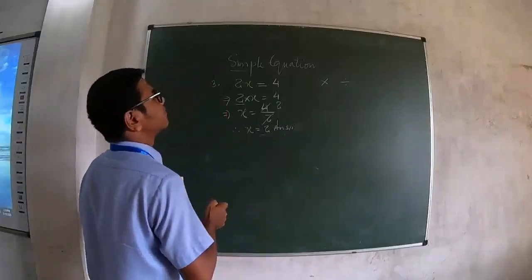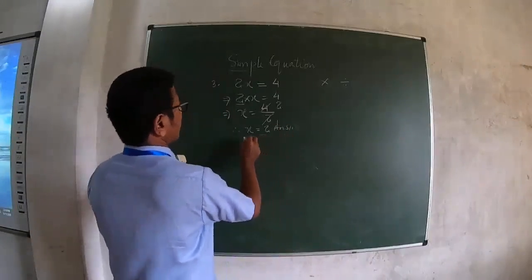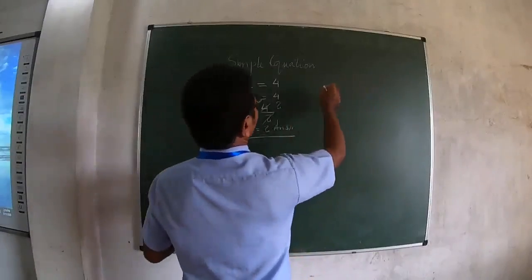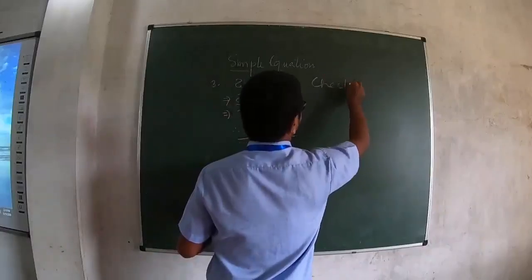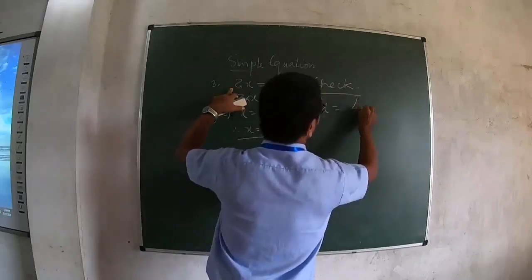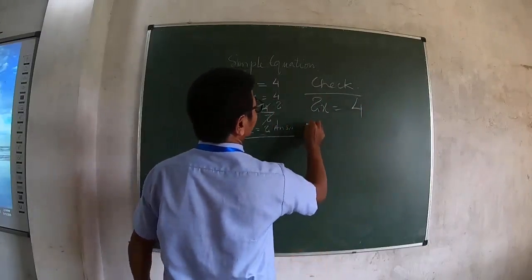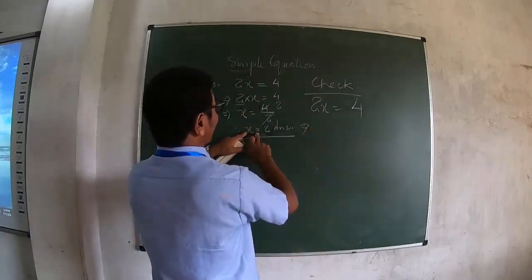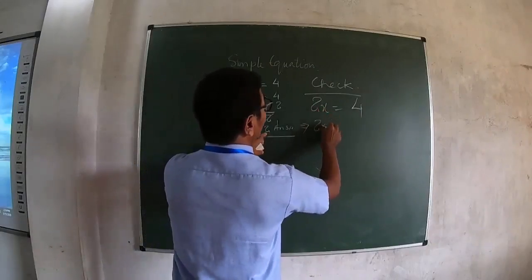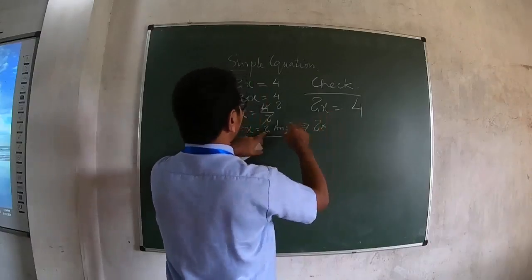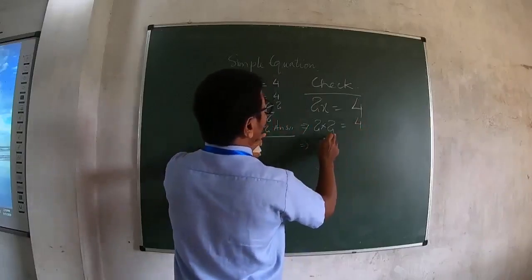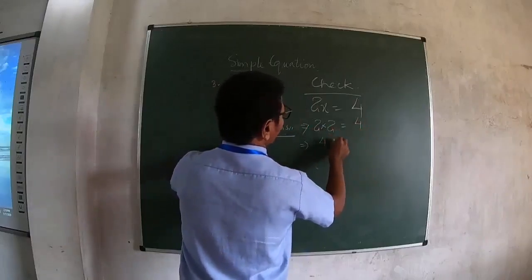Okay. Now, children, we have got x equal to 2. Now, let's check it. The question is twice x equal to 4. Now the value of x is 2. So now what I have told you, 2x means 2 into x. But here x is 2. So we get 4. Hence what will we find? 2 twos are 4, which is equal to 4.